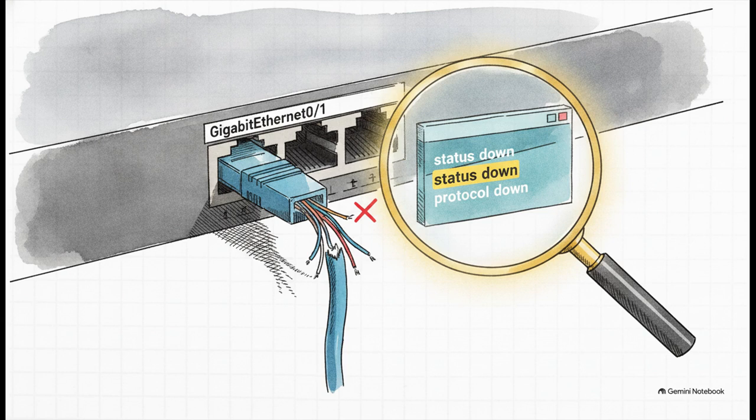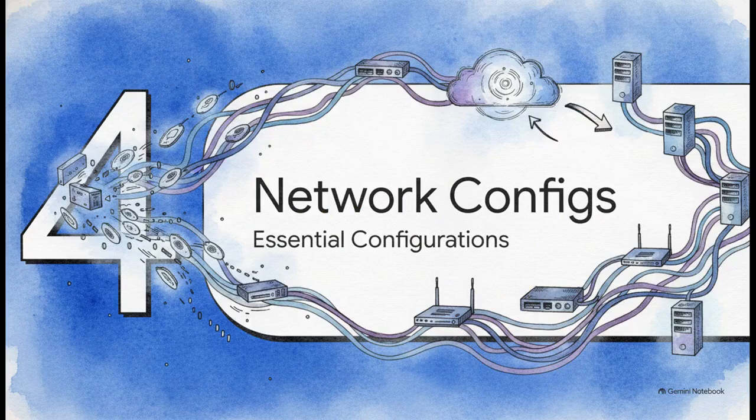So you don't need to waste time checking routing protocols yet. You need to check if the cable is unplugged, cut, or if someone just accidentally tripped over the power cord on the exact opposite end of the building. Which naturally leads us to part 4, Essential Network Configurations.